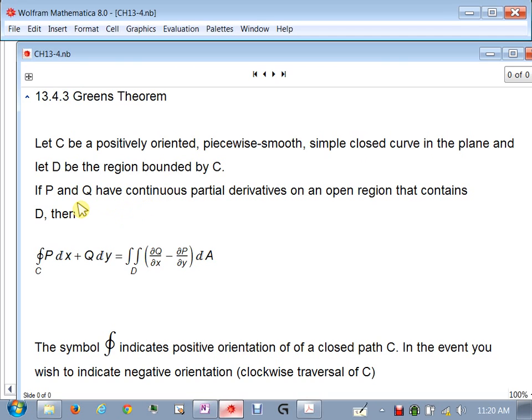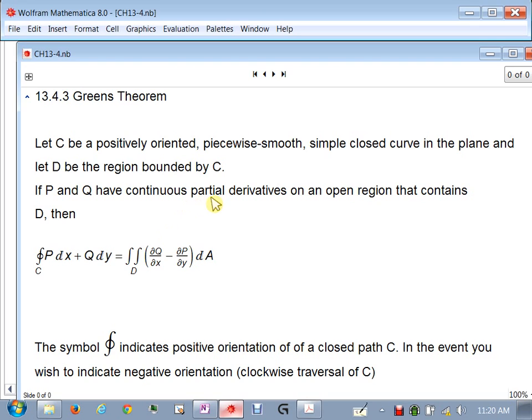If P and Q have continuous partial derivatives on an open region that contains D. So this is vitally important that we understand this part. P and Q are scalar functions. If the scalar functions have continuous partial derivatives on an open region that contains D, that means within the region, your derivatives exist. If you have a discontinuity in there, then this theorem is going to fail. We have to keep that in mind because if I have time for it later, I want to show you something.